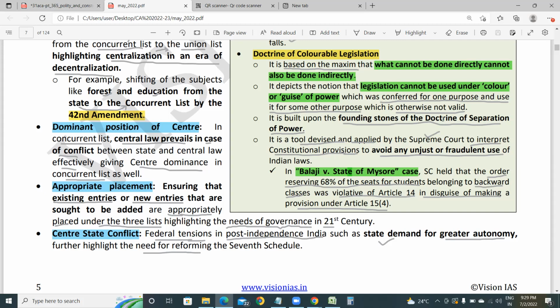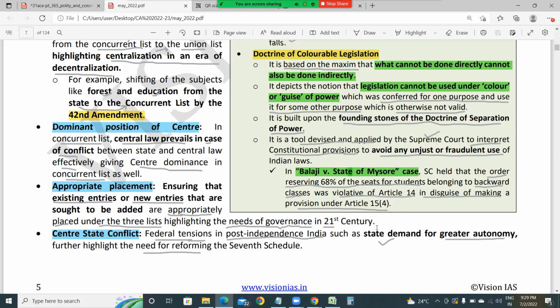In Balaji versus State of Mysore case, the Supreme Court held that the order reserving 68% of the seats for students belonging to backward classes was violative of Article 14, in the disguise of making a provision under Article 15 Clause 4. It is an example which says that something which was conferred for one purpose was used for some other purpose, which is not valid.